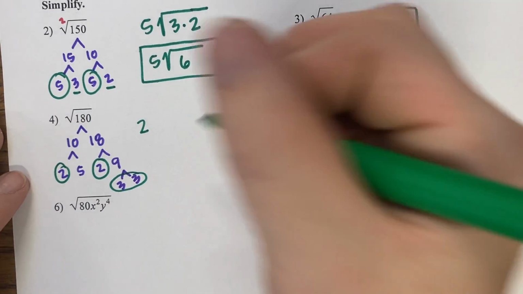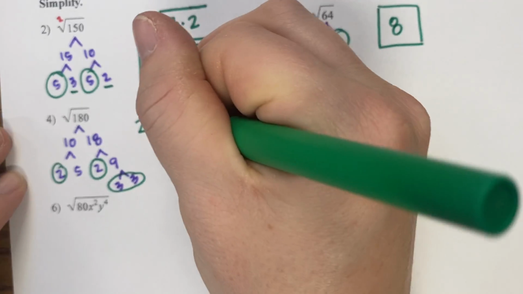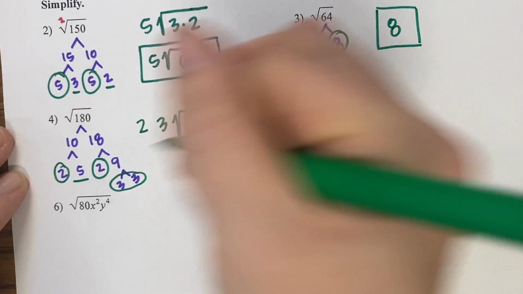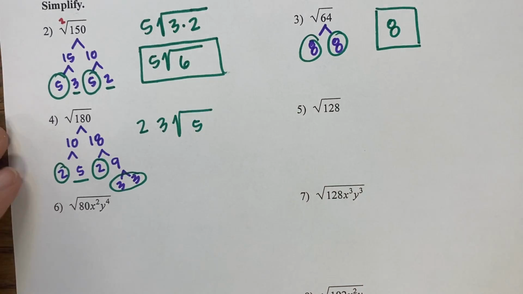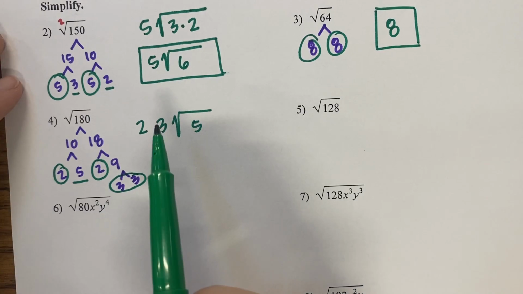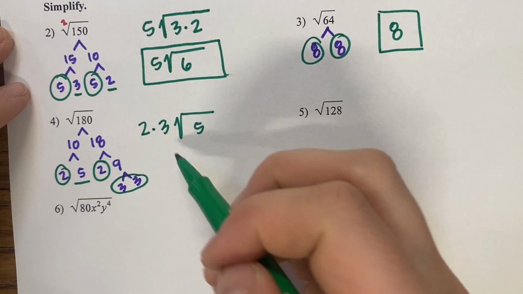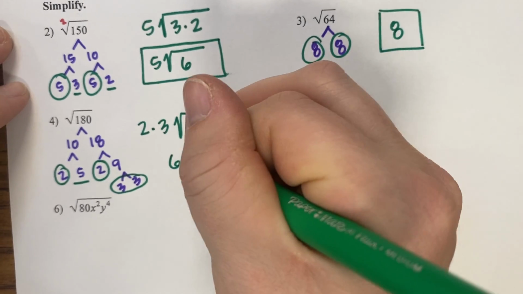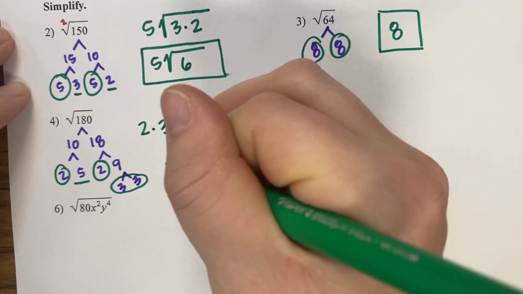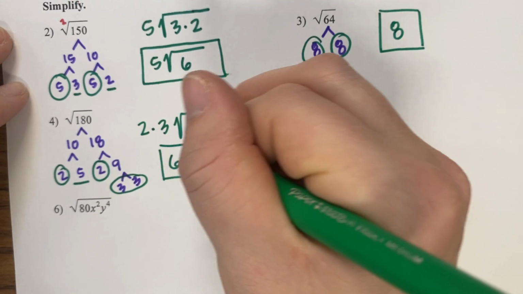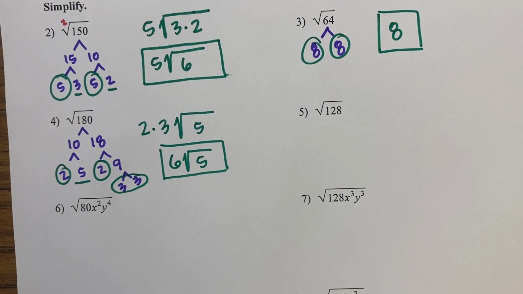Okay, so think of this as like a double date. So we have a 2 and a 3 that got to leave my radical, and a 5 that had to stay in. Okay, well, what are we doing with this 2 and the 3? We're multiplying them. So our final answer here, 2 times 3 is 6 on the outside, root 5 on the inside. And there we go.